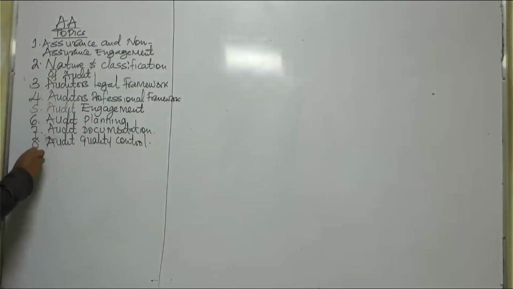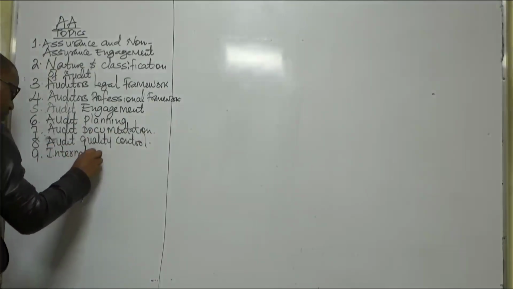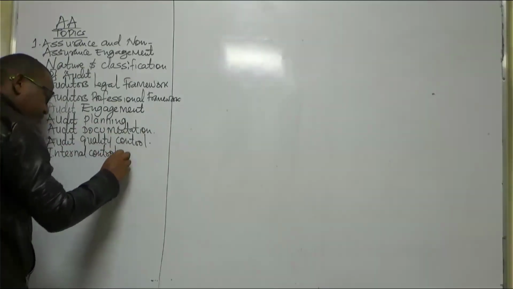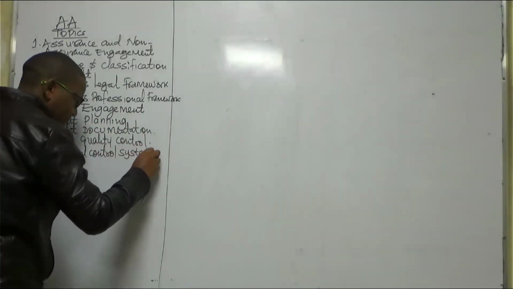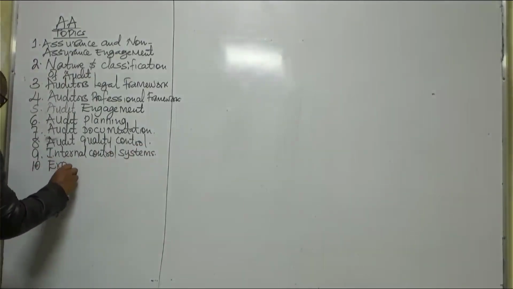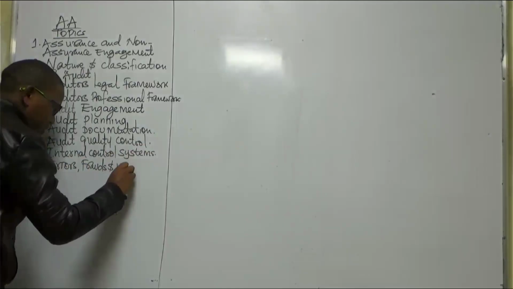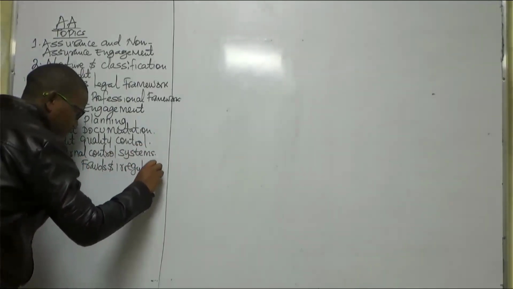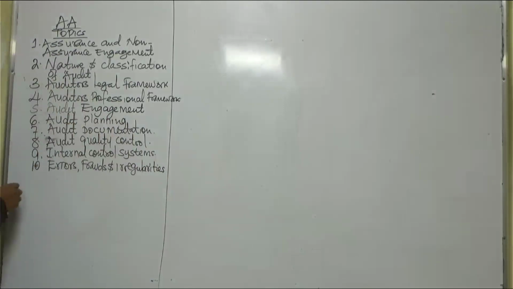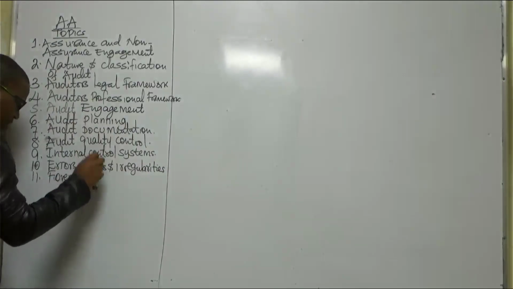Number 9, I will talk about the internal control systems. We'll also talk about number 10, errors, frauds, and irregularities. Number 11, forensic accounting.